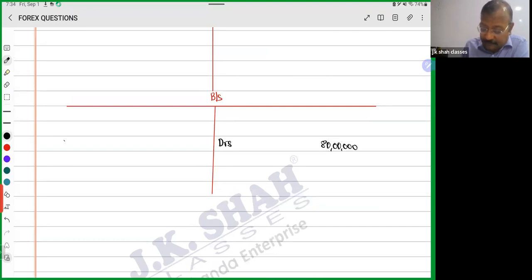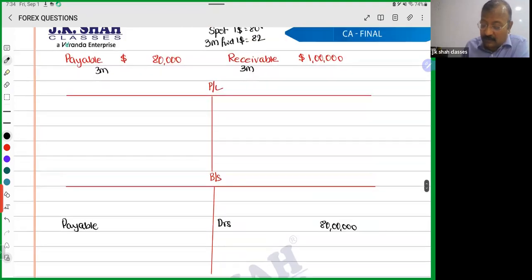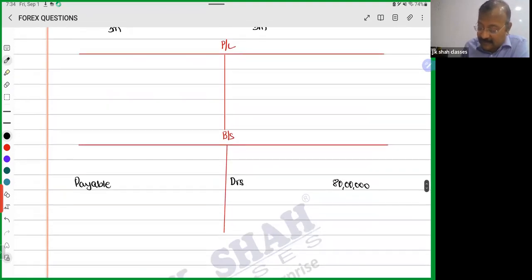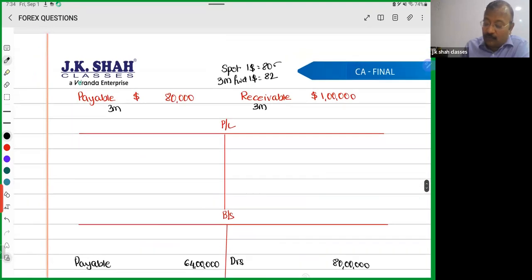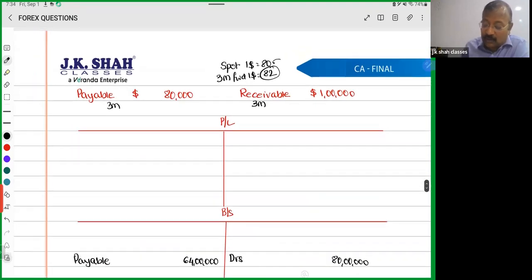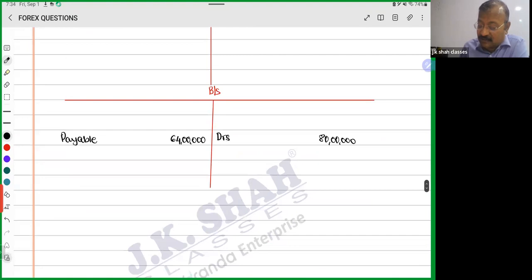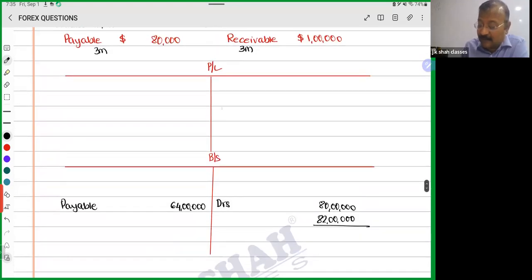And payable will be $80,000 into 80, that is 64 lakhs. Now, when you enter into a forward contract at 82, that means this debtors will get realized at how much? 82 lakhs. Right? Which means there is going to be a gain of 2 lakhs here. So this gain will go into the P&L.